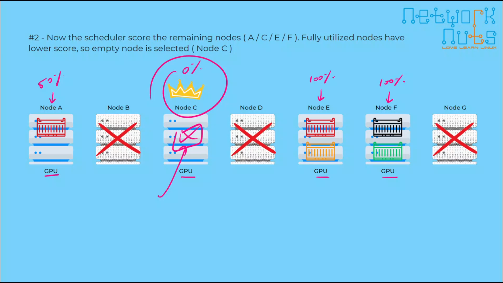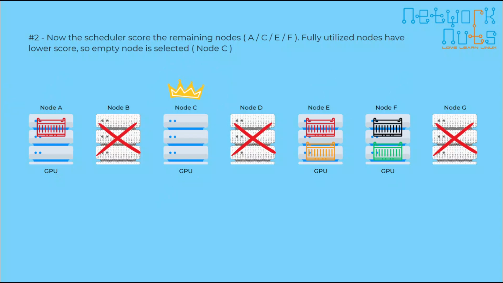That is the scoring, right? So finding the best node. Obviously, any machine which is fully used has a lower score, right? So node E and node F have got a lower score. Node A still has a lower score, but node C has the highest score. So node C will be chosen in my case.